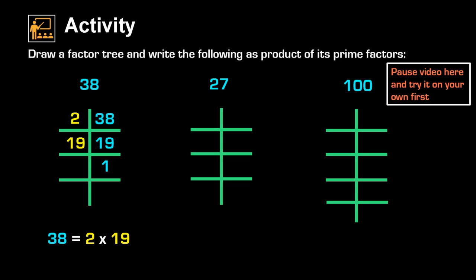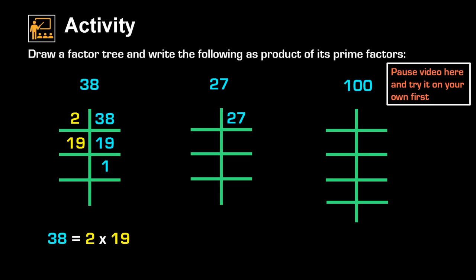And then 27. If we get the prime factors of 27, we again start with 2. But 2 is not a factor of 27, because 27 is an uneven or an odd number. 27 is an odd number, therefore 2 will not be a factor of 27.